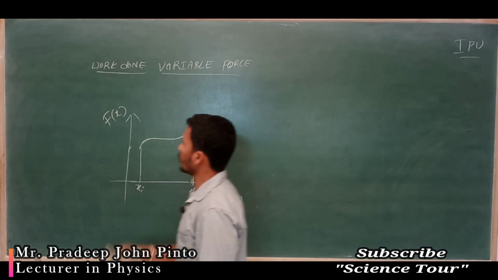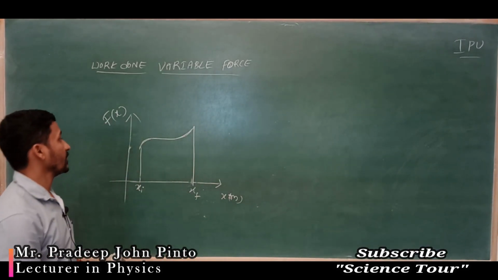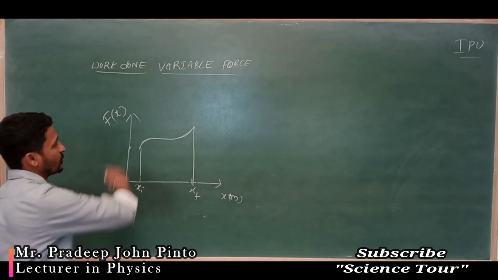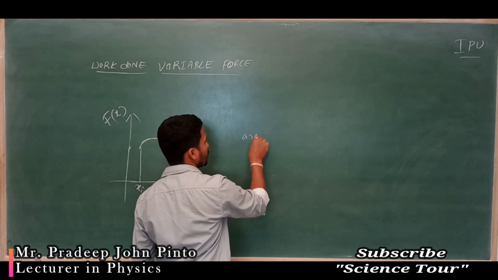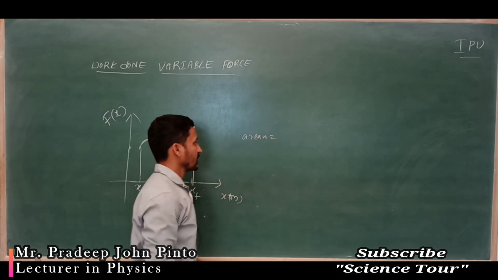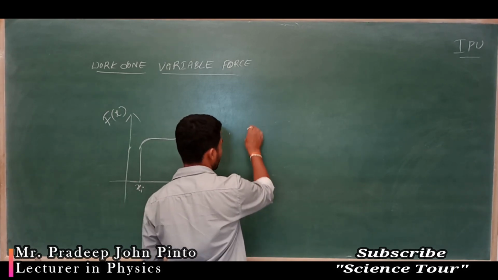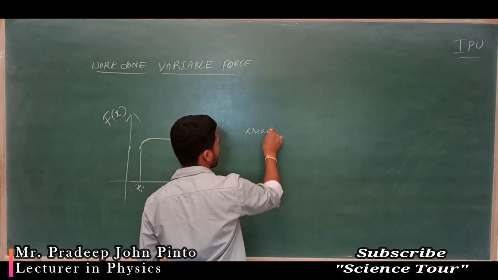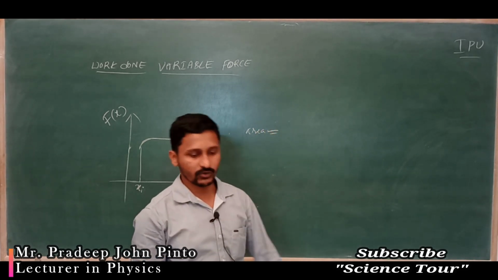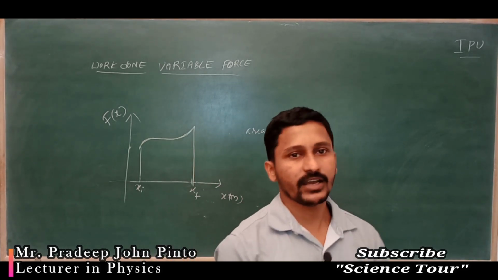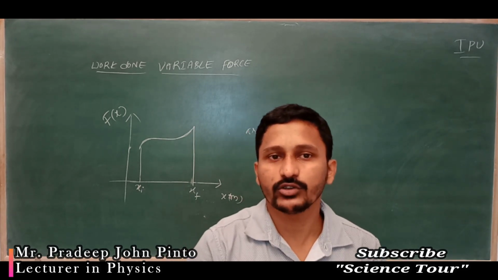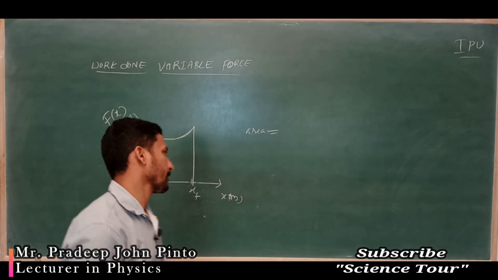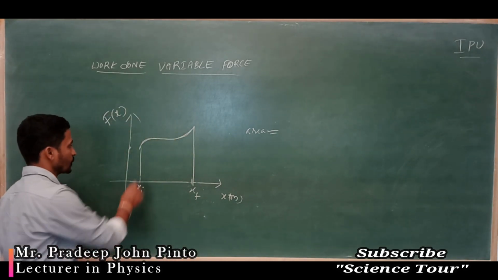Now to find out the work done in a variable force, what have I done? I have drawn the graph. Now what do I have to do? I have to find out the area. If I find the area under the force and displacement curve, what do I get? That is nothing but the work. If I find the area under the force and displacement curve, I get the work done. Okay? How do we find the area?